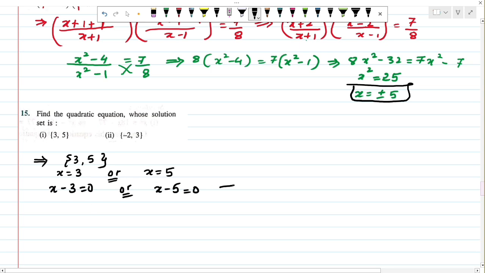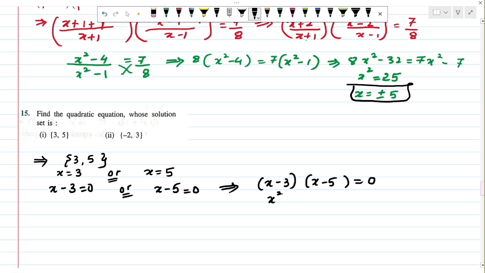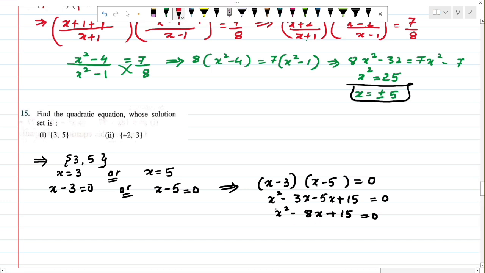So this becomes (x - 3)(x - 5) = 0. So this can be written as x squared minus 3x: x into x is x squared, minus 3 into x is minus 3x, minus 5 into x is minus 5x, plus, minus of minus is plus, 5 3s are 15, which equals 0. So I'll get x squared minus 8x plus 15 equals 0, which is the required solution for the set 3, 5.